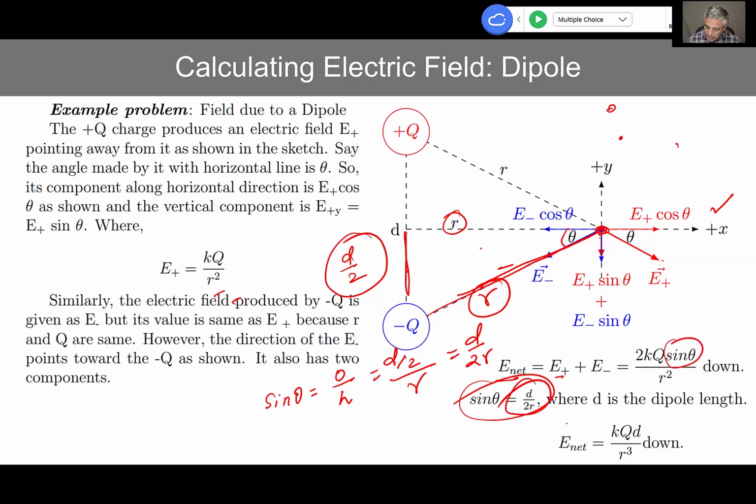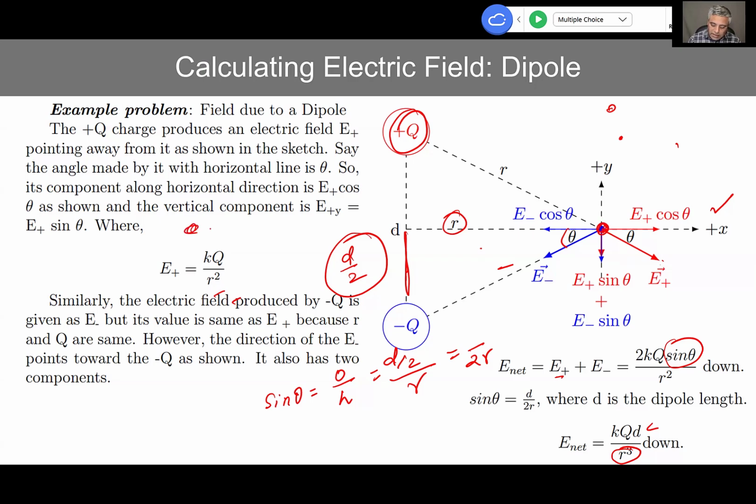When we do that, we have the net electric field. We don't need to measure the angle. All we need to know is the charge, the distance between the positive and negative charges in the dipole, and how far the point of interest is. That way we can figure out the electric field due to a dipole at a point.